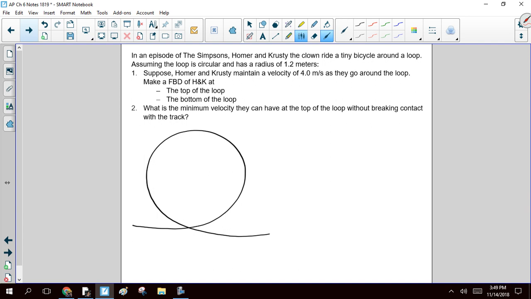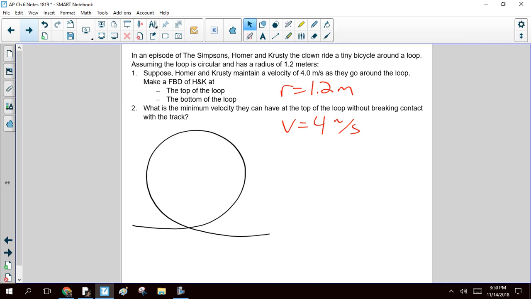Suppose I tell you that the radius of the loop is 1.2 meters. And for simplicity, although this is probably not accurate, let's assume that their velocity is fixed at 4 meters per second. Let's not worry about the fact that there's a start and an end to the track. Let's just draw the circle that they're going to follow. What we want to do is make a free body diagram for Homer and Krusty, both at the top of the loop and at the bottom of the loop. So at the top of the loop, they're going to be here, right?